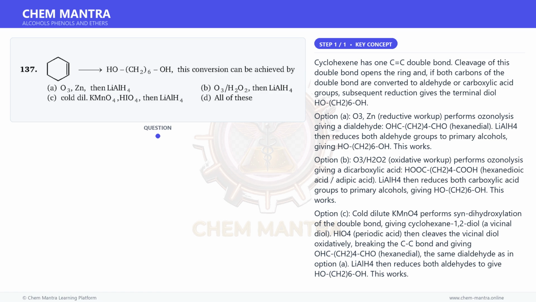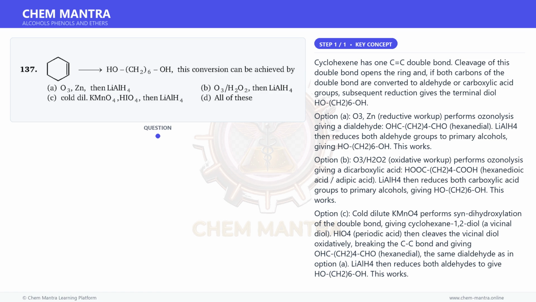HIO4, periodic acid, then cleaves the vicinal diol oxidatively, breaking the C-C bond and giving OHC-(CH2)4-CHO, hexanedial, the same dialdehyde as in option A. LiAlH4 then reduces both aldehydes to give HO-(CH2)6-OH.